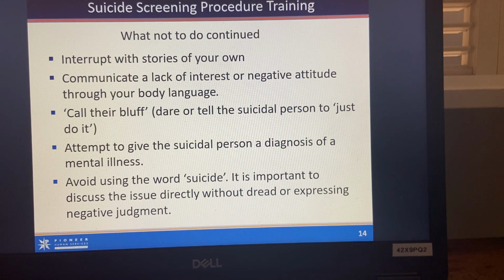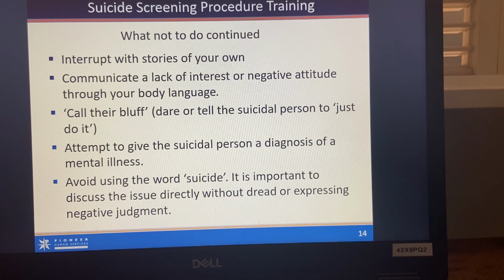We also want to refrain from interruption, disruption, or telling them stories about our own struggles or struggles that other individuals whom we have worked with in the past. This is not about other individuals. This is about the client and how they are feeling and how they are thinking. And this is where the focus needs to be.